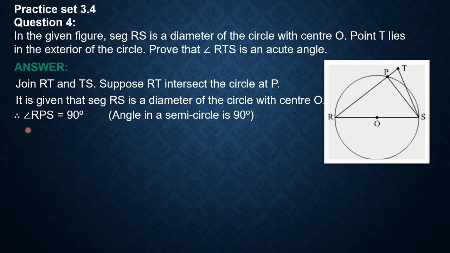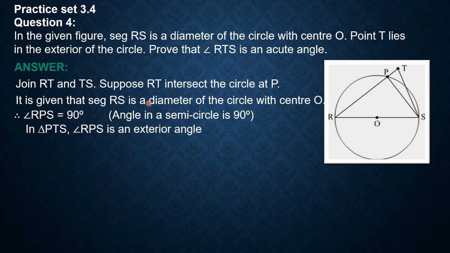So, we can say that angle RPS is equal to 90 degree. The reason we can say that is by the theorem that angle inscribed in a semicircle is 90 degree. This is the corollary of the inscribed angle theorem. If you do not remember, kindly go back to the previous videos, where I have explained the corollary of the inscribed angle theorem. It says angle inscribed in a semicircle is 90 degree. Therefore, angle RPS will be 90 degree.